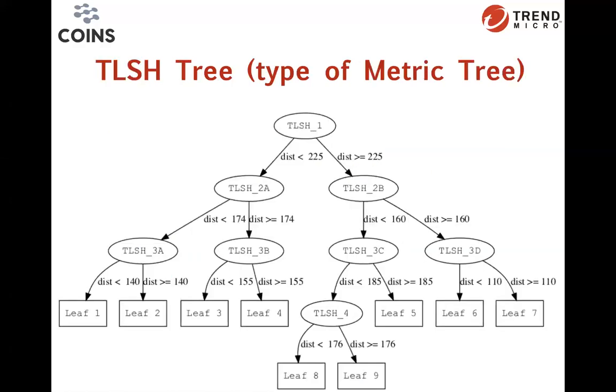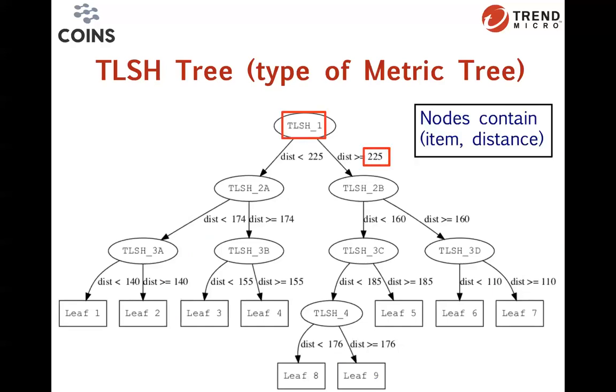TLSH trees, as presented in this paper, are a type of metric tree. By a metric tree, what we mean is that at each node, we put an item from the data set that we're searching through, and we calculate a distance that's suitable for that node within the tree. So we can put items in the tree that we will compare a search item to.